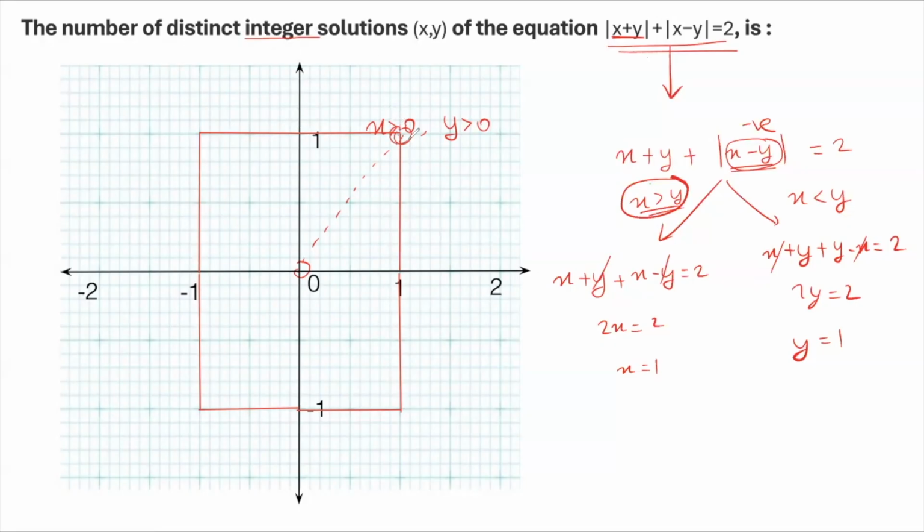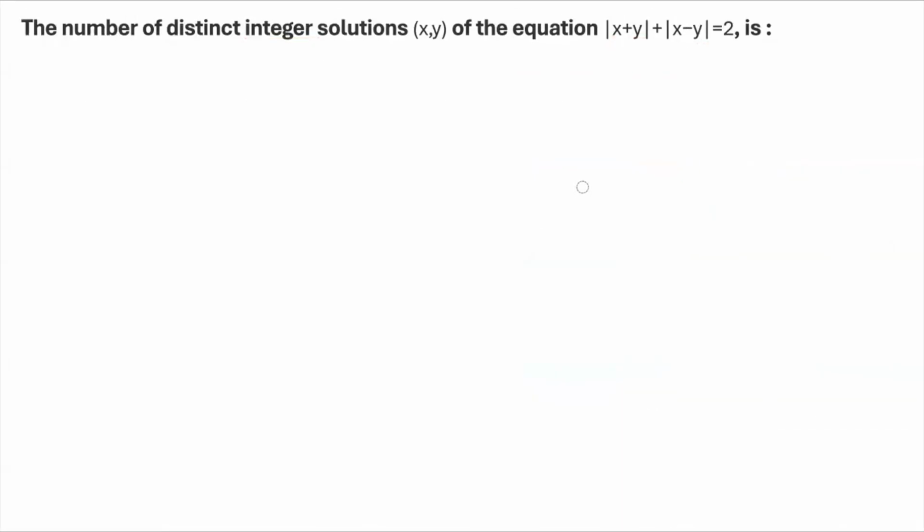So 1, comma 1 is 1 point. Then we have 0, comma 1. Then we have minus 1, comma 1. Then we have minus 1, comma 0, 0, comma 0, and 1, comma 0, minus 1, comma minus 1, 0, comma minus 1, and 1, comma minus 1. I can see 9 points here. Out of this, I ignore the origin because the origin does not lie on this graph actually. So I have 3, 3, 6, and 2, 8. Exactly 8 points. And that's why the number of solutions would be 8. So that was our first method where we actually plot the graph.